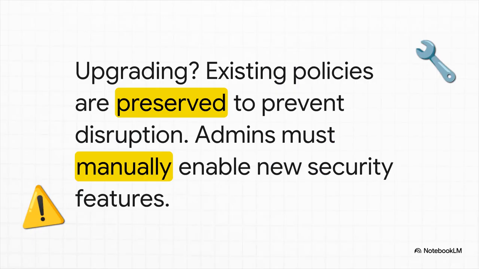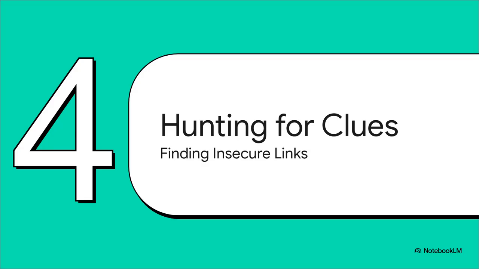But, and this is a really critical catch for anyone who manages a network, if you're upgrading an existing server, these new secure defaults won't be automatically applied. Your old, less secure settings are preserved to avoid breaking older applications that might not support these features. And what that means is the responsibility is on you, the administrator, to go in and manually secure your upgraded systems. So, you're probably asking, how do you find these potentially insecure connections?